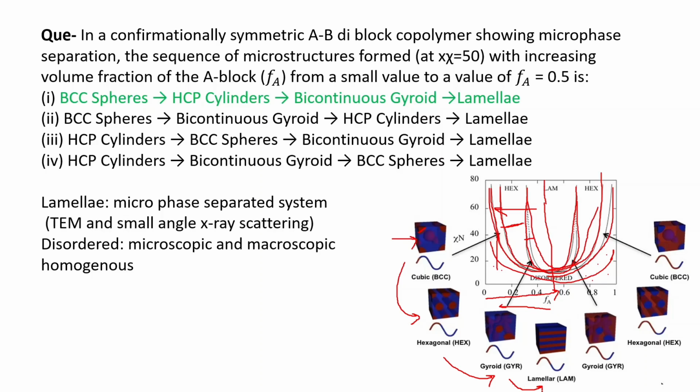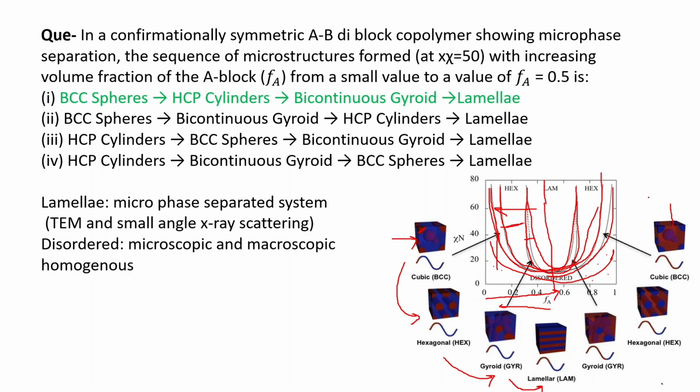Further, if we increase the volume fraction of A, we get the gyrates again, and it will be in the reverse order: lamella, gyrates, HCP cylinders, and BCC spheres. But here, if we see, the red part is more and the blue part is less, so now polymer A is in the continuous phase, and polymer B is in the discontinuous phase, in the form of spheres.